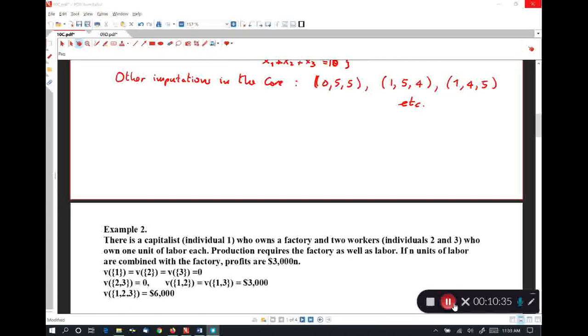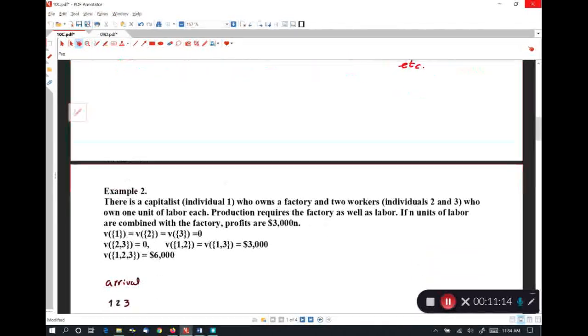So now let's look at the examples that we had in the past. We looked at the core for those examples, and now let's look at the Shapley value. So the first example, there is a capitalist who owns a factory and 2 workers, and production requires the factory and at least 1 worker. So the cooperative gain can be written as V of i equal to 0 for every i. V of 2 and 3, the 2 workers together, can produce 0, but 1 and 2 and 1 with 3 can produce 3,000, and 1 with 2 and 3 can produce a profit of 6,000.